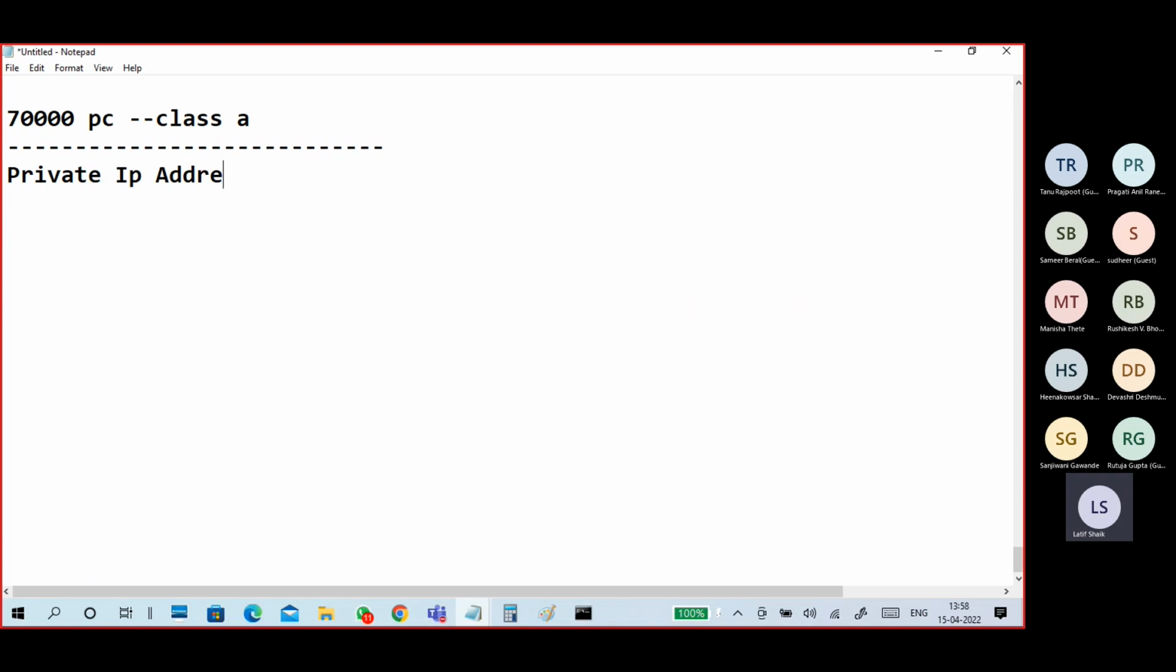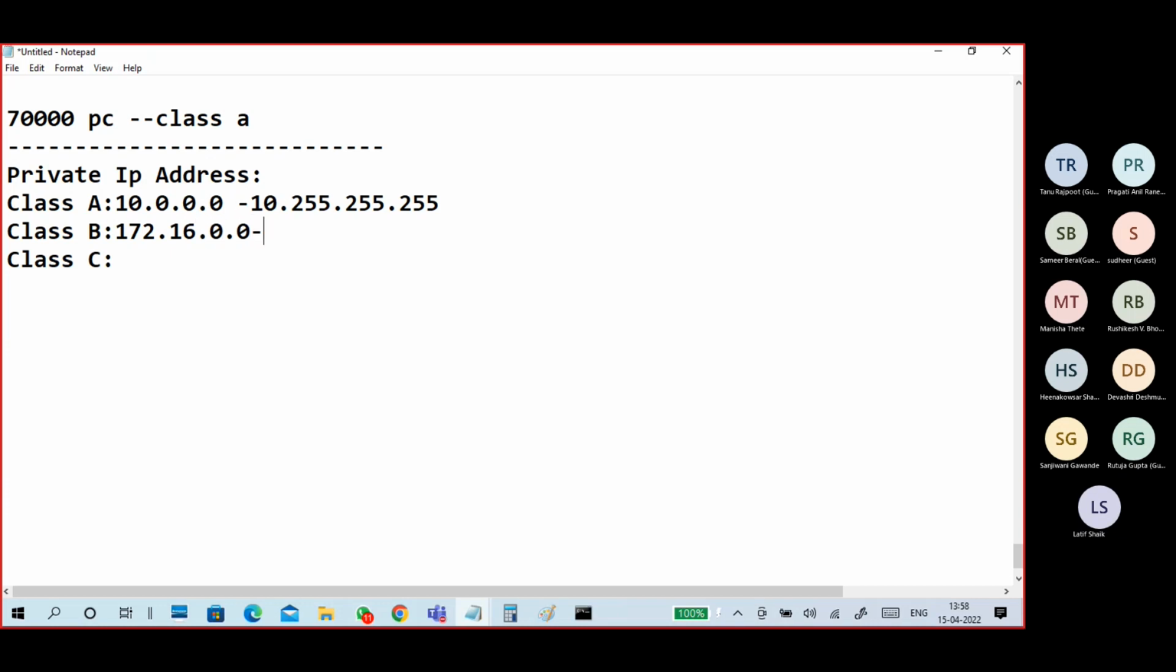I will give the private IP address ranges and then close. Tomorrow I will explain what private IP address is, and what NAT and PAT are, because we are on IP addresses, so we should not miss this. 10.0.0.0 to 10.255.255.255, the total range I'm writing. Then 172.16.0.0 to 172.31.255.255, and 192.168.0.0. I will close in just 1 minute.